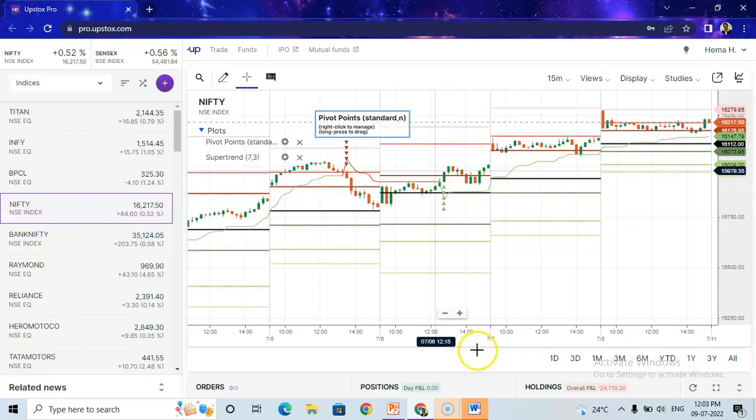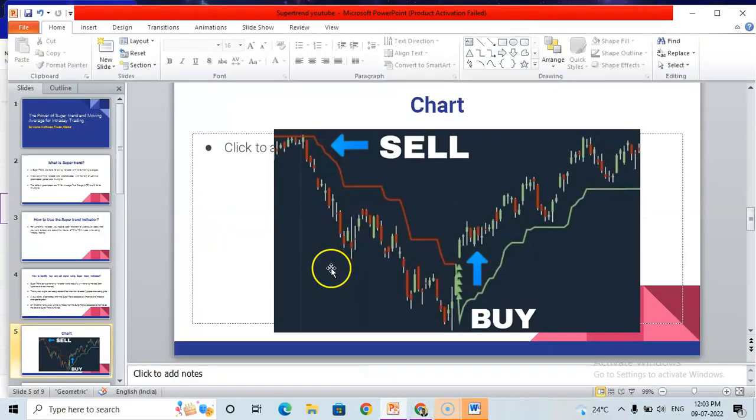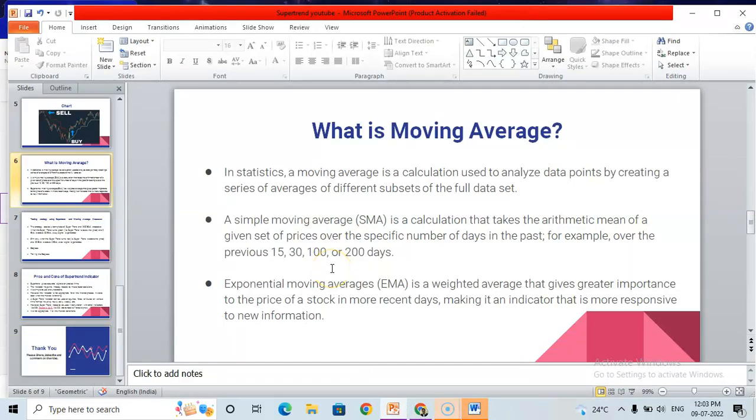Fine. With this you can also add one more parameter, which is called the moving average, to get more accurate for trading. So one is the super trend, you can put it, and the other one is the moving average. Moving average is a statistical calculation used to analyze data points by creating a series of averages of different subsets of the full data set.